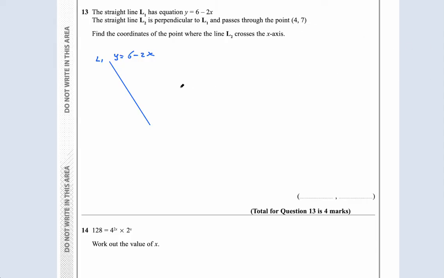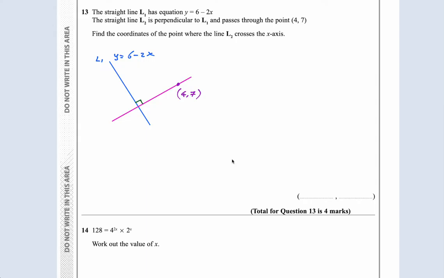So let's draw another line, perpendicular and passes through the point 4, 7. Let's just say 4, 7 is here for the fun of it. Find the coordinates of the point where the line L2 crosses the x-axis. Okay, fine. This actually, guys, is a tricky question. But what it is, is the equation of a line for a perpendicular line.